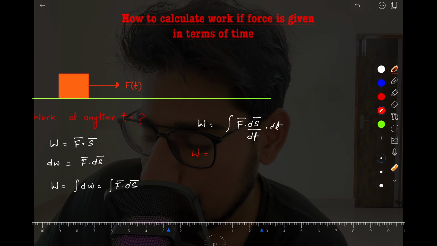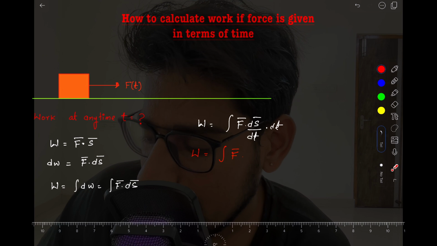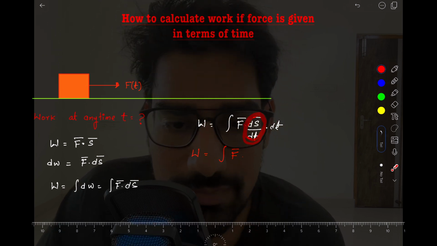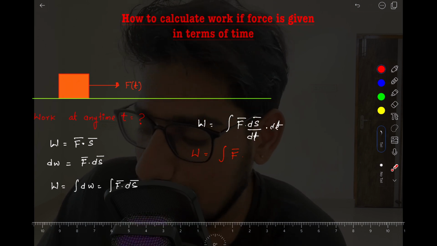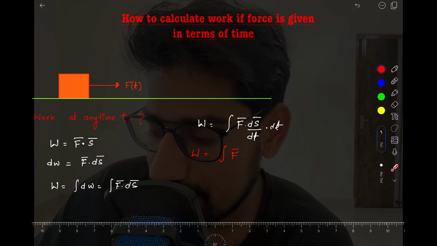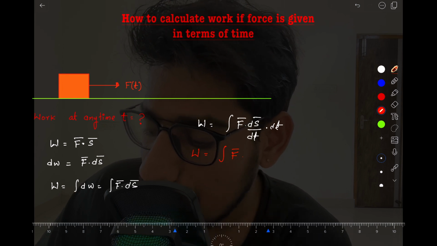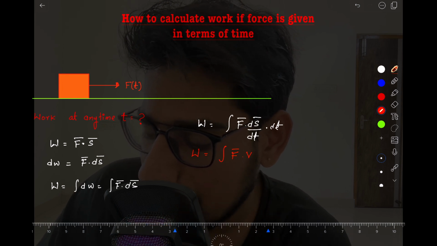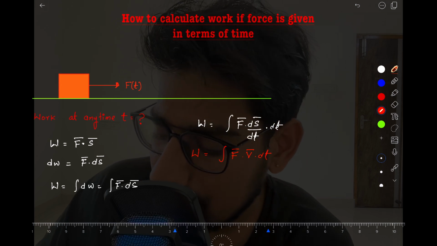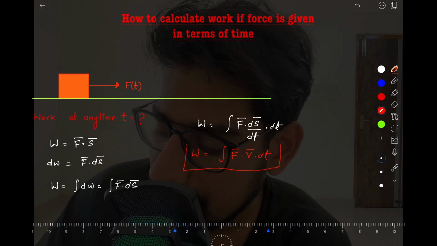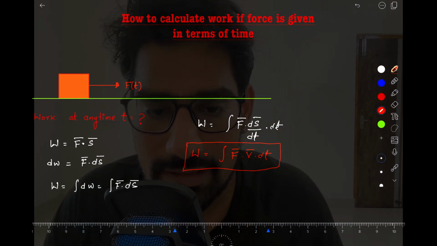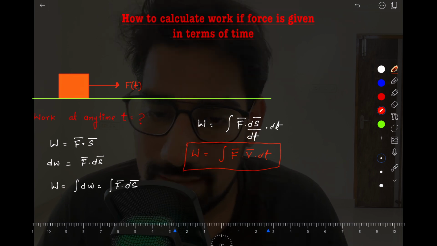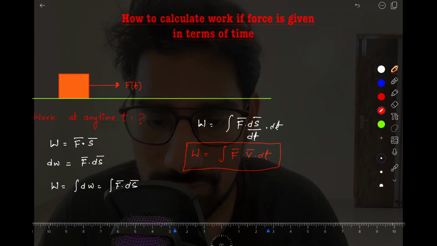So work is integration of F, which is not going to change. Look here, I have divided this ds by dt, isn't it? So this becomes ds divided by dt, which is the velocity vector, and multiplied by dt, which is just a scalar quantity. So F vector dot v vector multiplied by dt. This we are going to use when we get the force in terms of time, right? We know that we can easily find out the velocity in terms of time if the force is given, and then we can integrate F v dt.